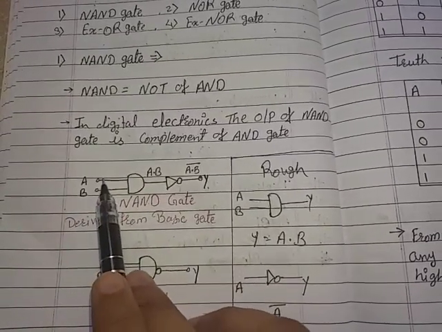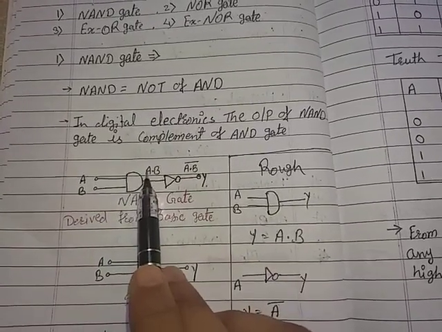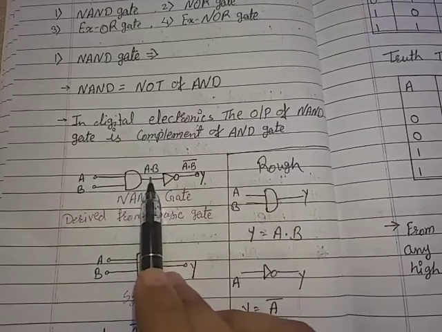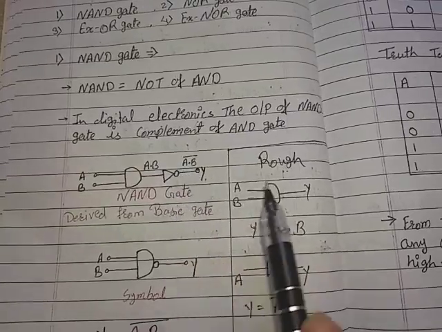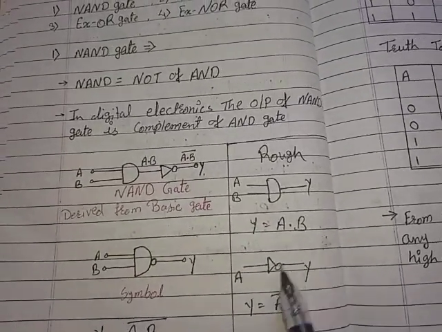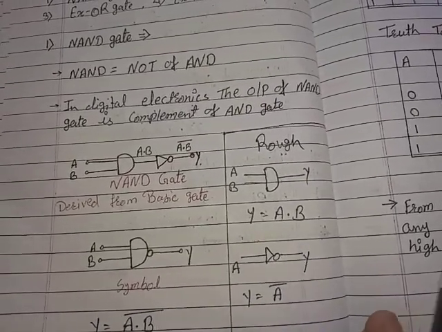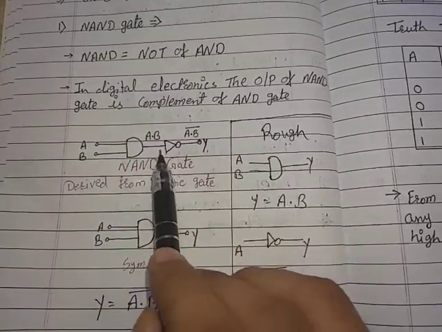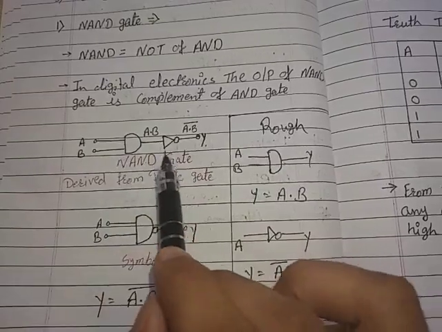Here are two terminals A and B passed through an AND gate. The output of the AND gate is A dot B, and then this output is passed through a NOT gate, which will give me (A dot B) to the whole bar. As we know, the output of the AND gate is A dot B and the output of the NOT gate is A complement or A bar. So in this manner we can construct a NAND gate by using basic gates, an AND and a NOT gate.